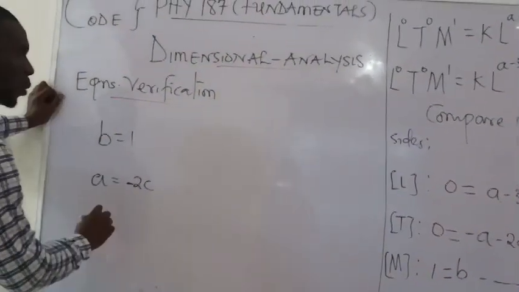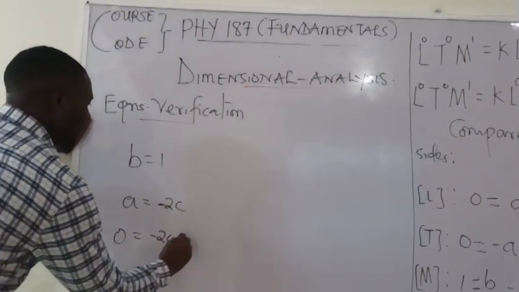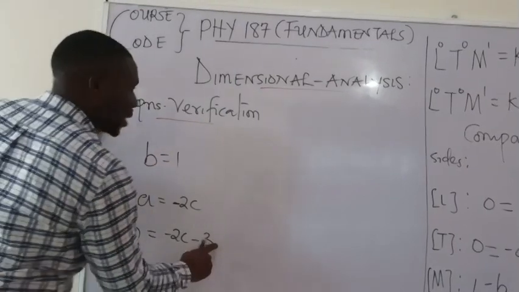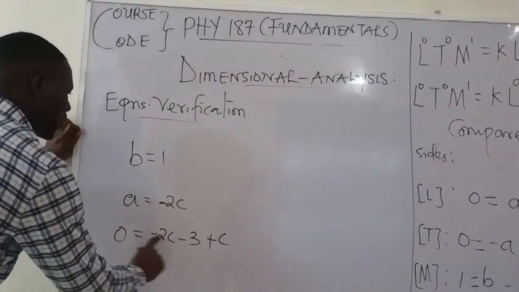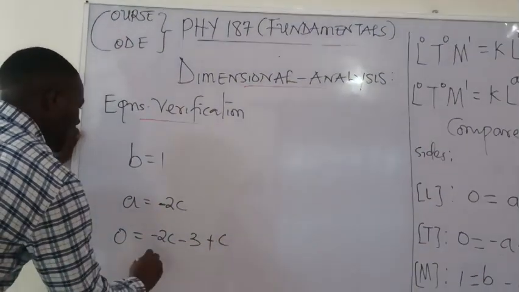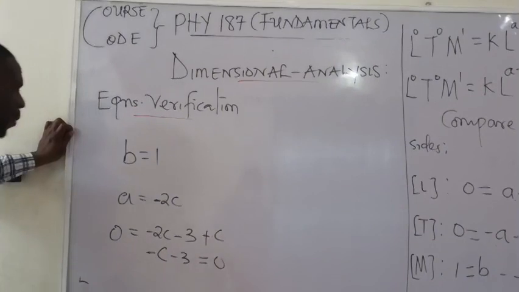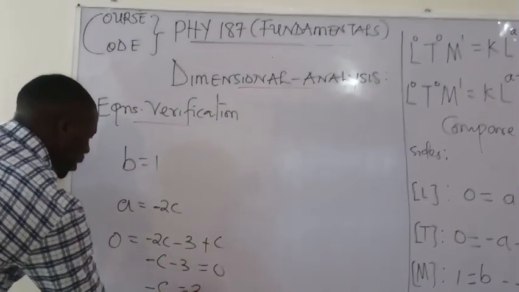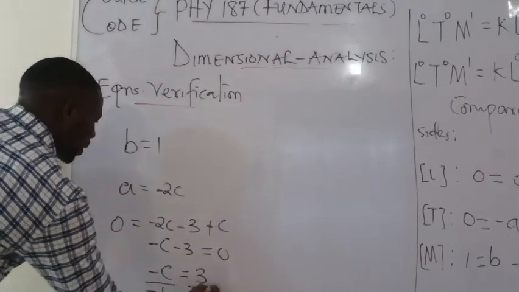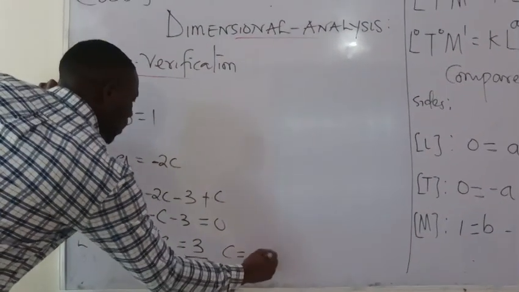So let's go ahead. 0 is equal to a, which is minus 2c, minus 3 times b, b is 1, 3 times 1 is 3, plus c. So this becomes minus 2c plus c, that becomes minus c, minus 3. And of course, this is equal to 0. So sticking minus c here and transposing, we get a 3 here. So if you divide through by minus 1, this immediately tells us that c becomes minus 3.